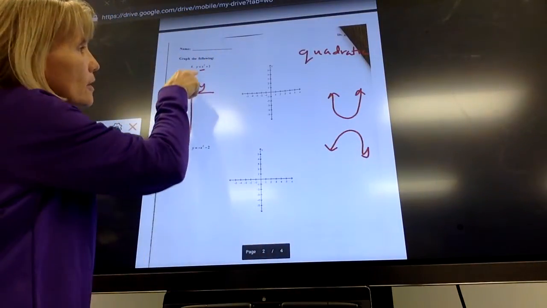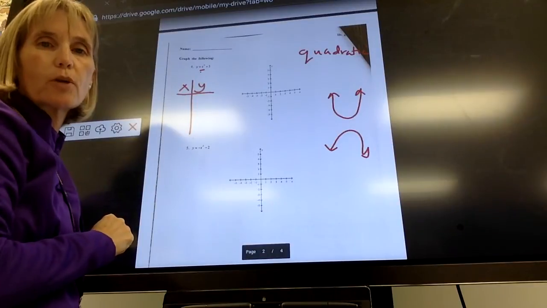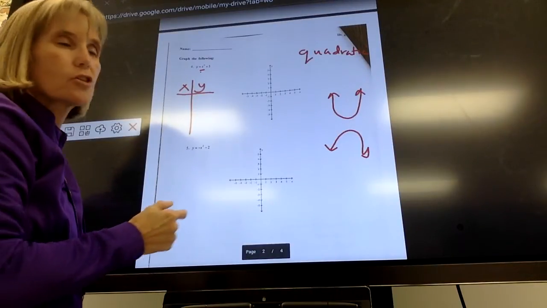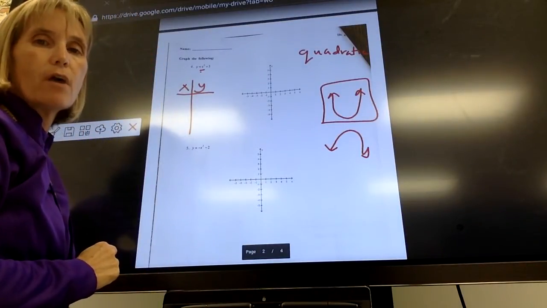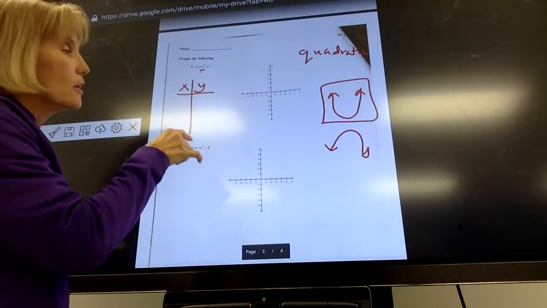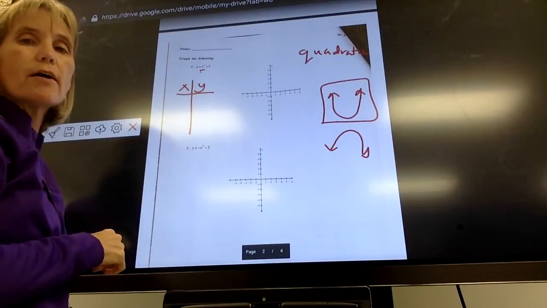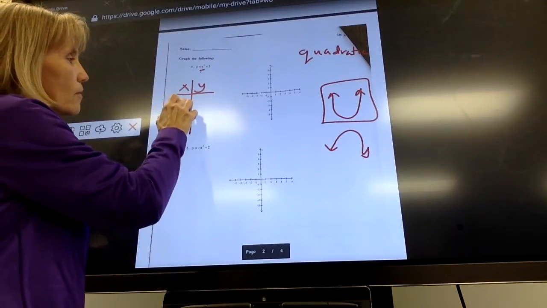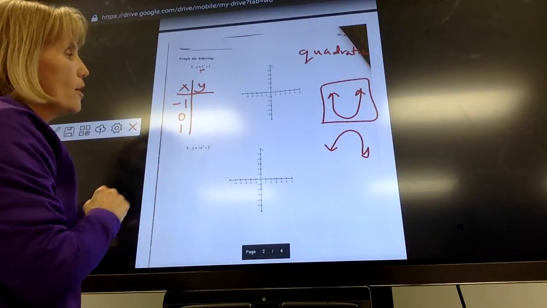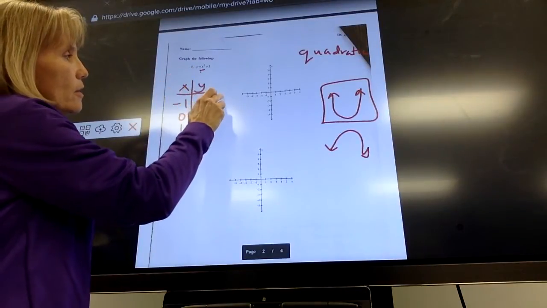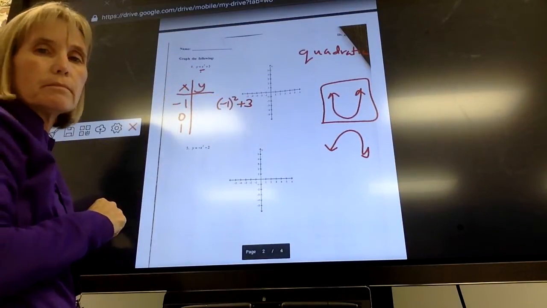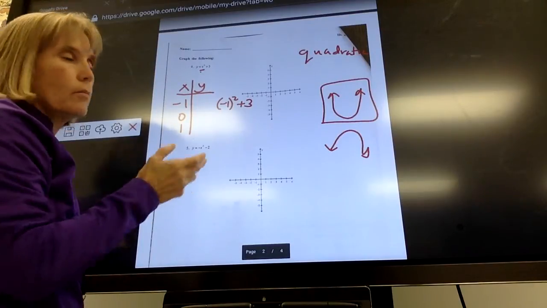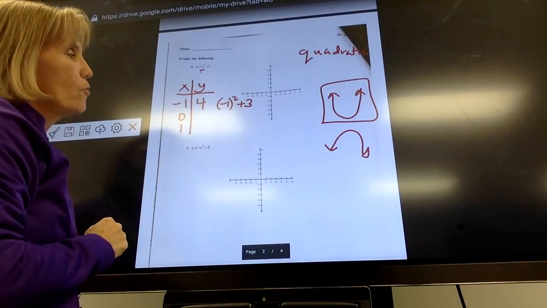I know by looking at the coefficient in front of the squared term, it's positive, so this particular graph is going to be concave up. Now, where on the graph it is, I'm going to use my table of values to figure that out. So just plug values into your equation. Put that x value in: you take -1 and square it and add 3.